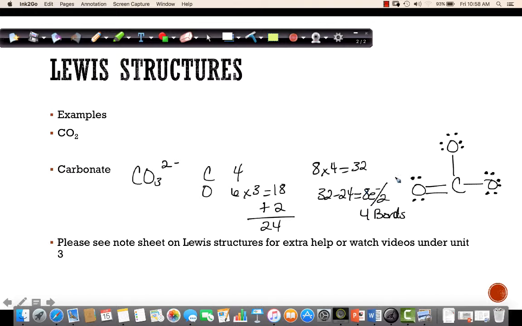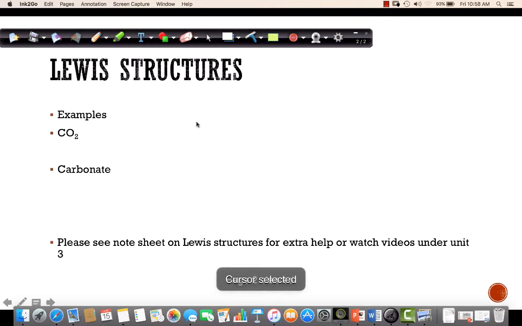So again, if you don't remember how to do this at all, I would definitely go back and look at those Unit 3 videos.